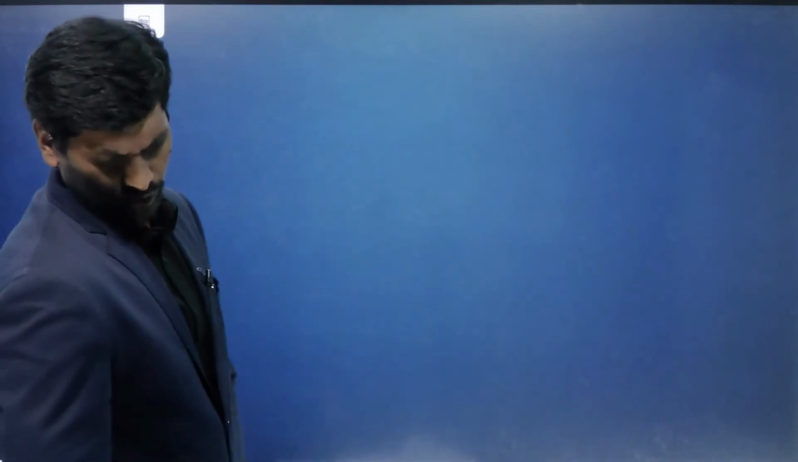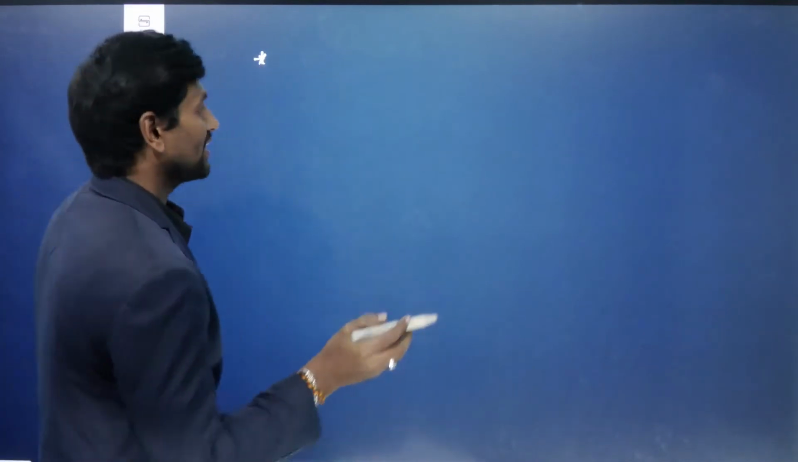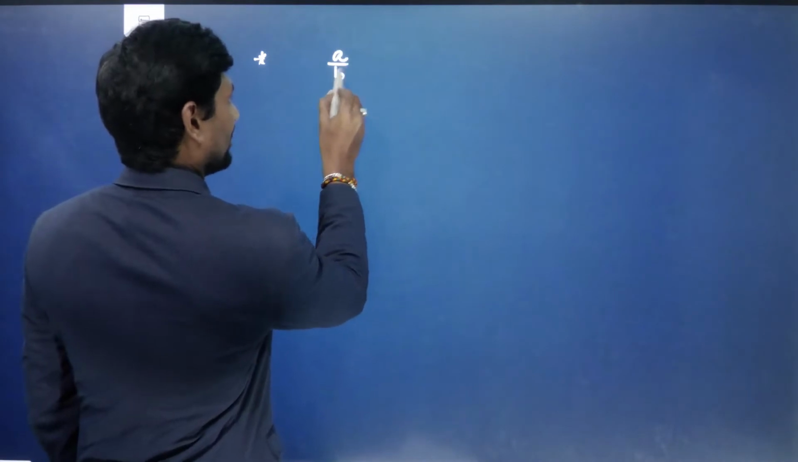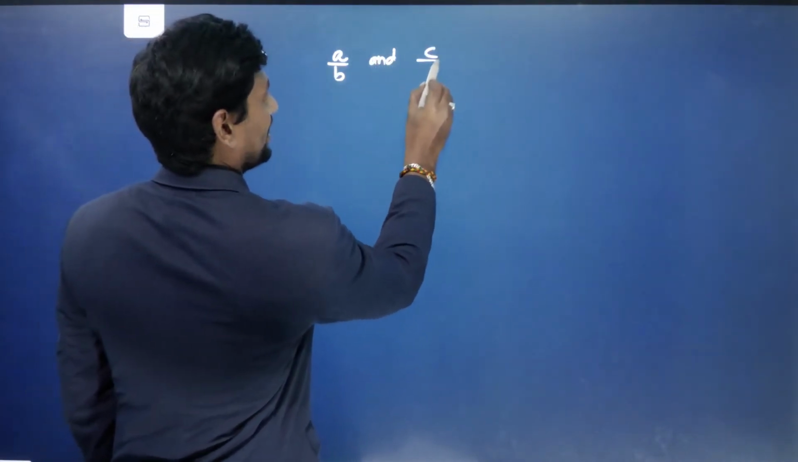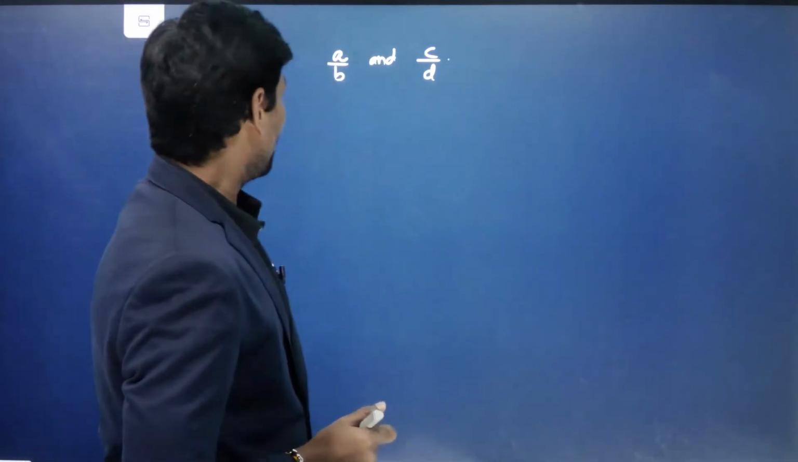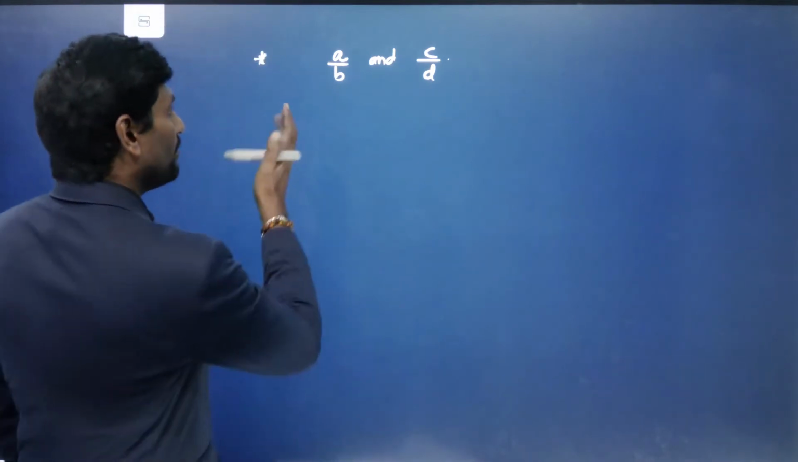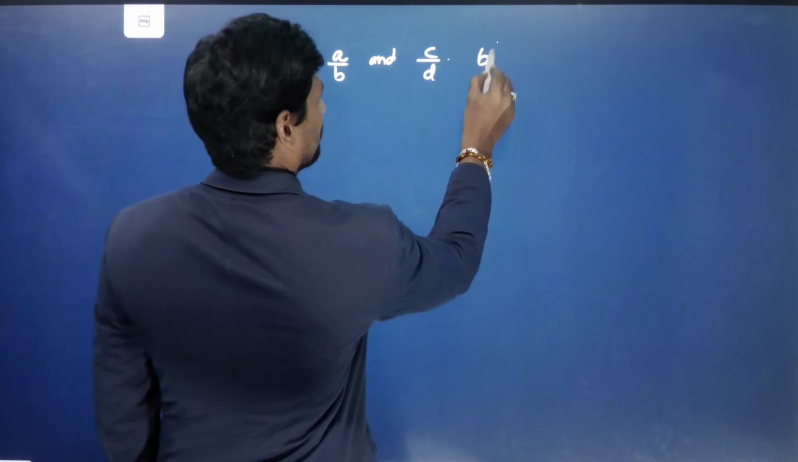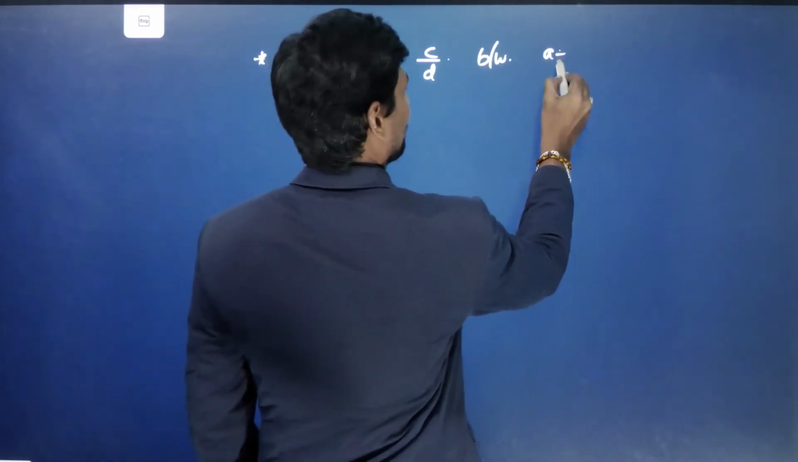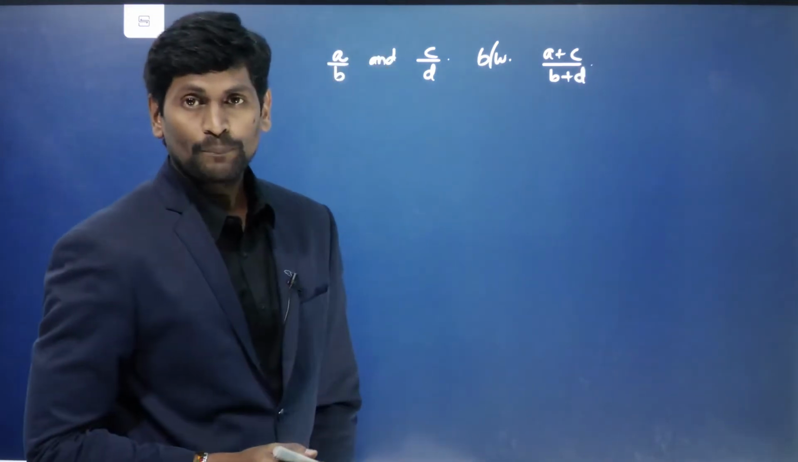The fraction between 1 by 2 and 2 by 3. Before going to this one, let us see the concept. If A by B and C by D are two different fractions, then the fraction which lies between them is A plus C by B plus D.